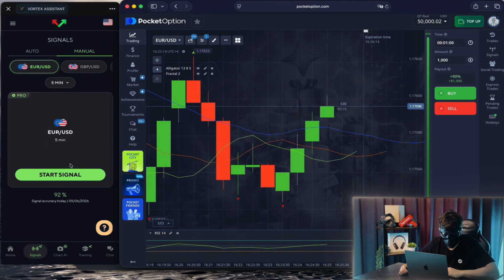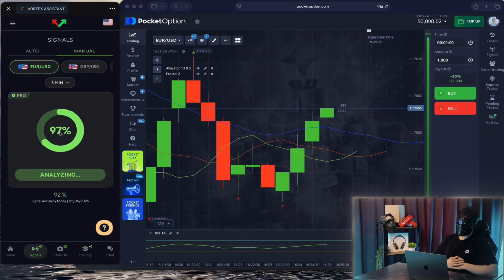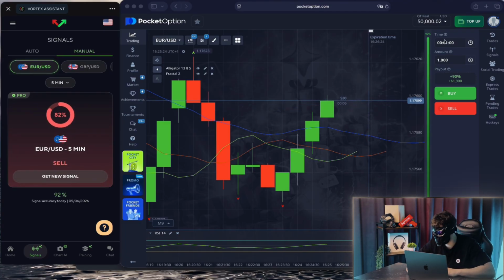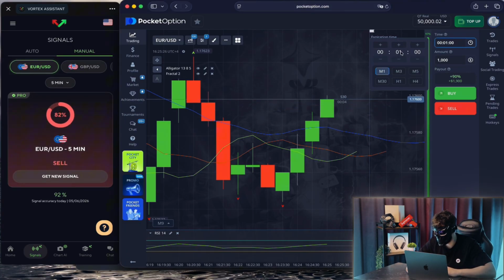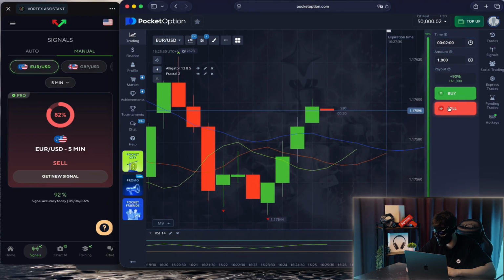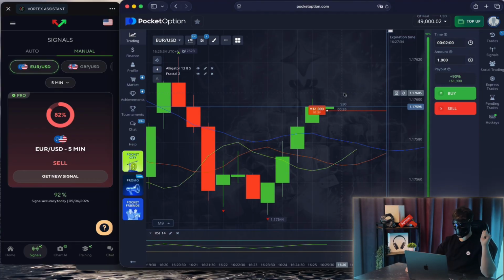So let's go. We have a start signal button here. Let's start the signal. The bot is now analyzing the market. And what signal will we get? We have a 5-minute signal. But overall, I think we can open it for 2 minutes for a decrease. Good, excellent. So let's put in $1,000 and wait for the results.